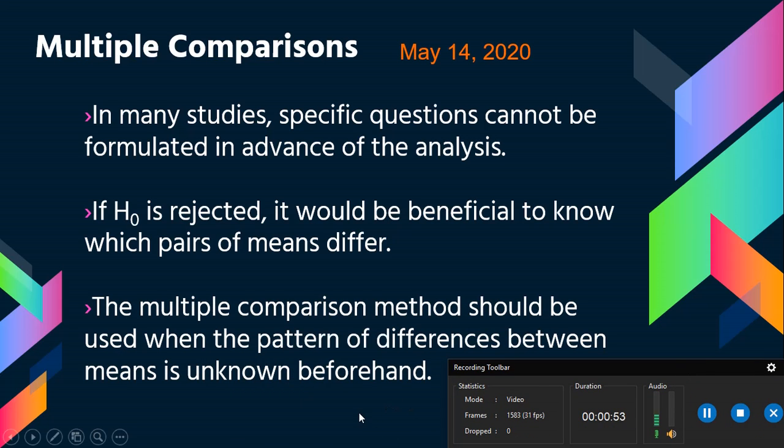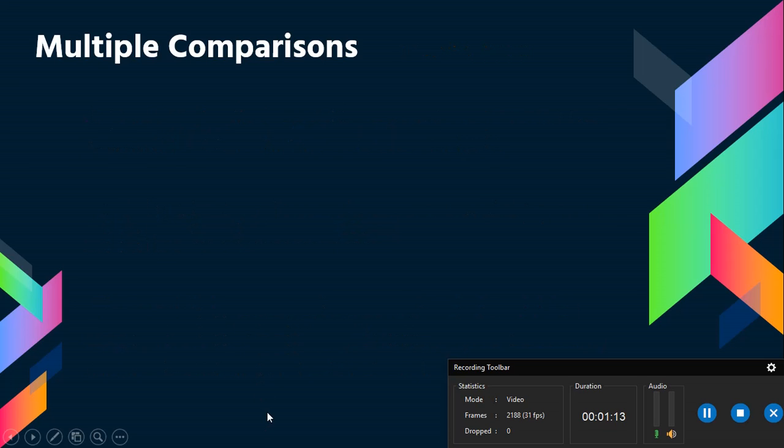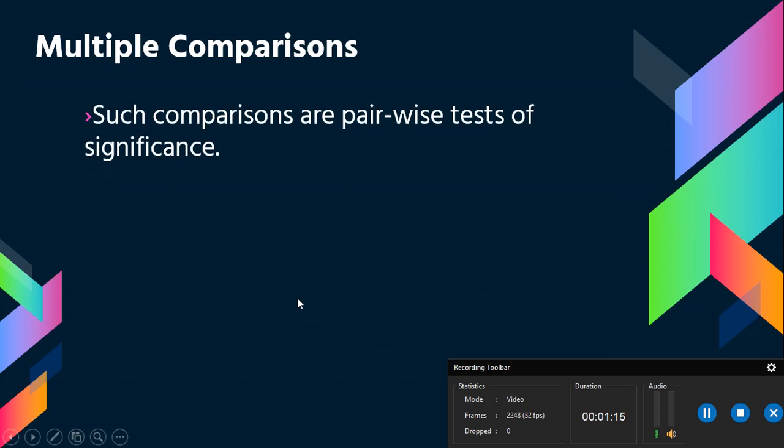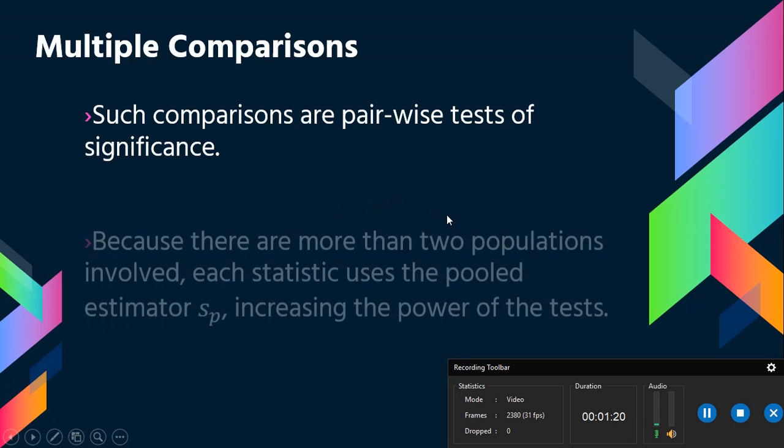So if you're unable to prepare a contrast prior to setting up your experiment, what you can do instead is run a multiple comparison. What this will do is pair different means together, look at their differences, and then try to determine if their differences are significant. These are often called pairwise tests of significance.